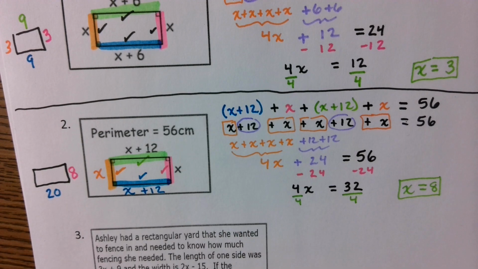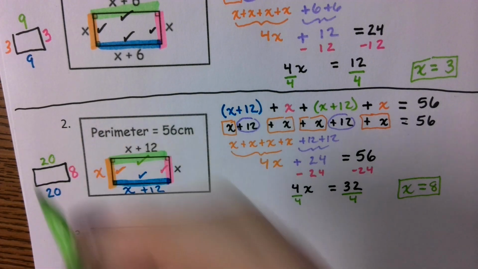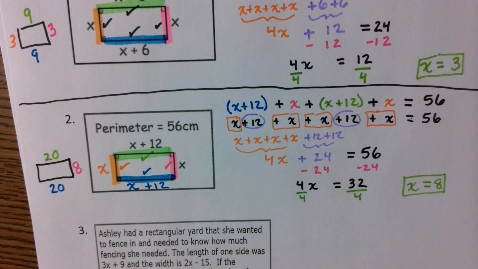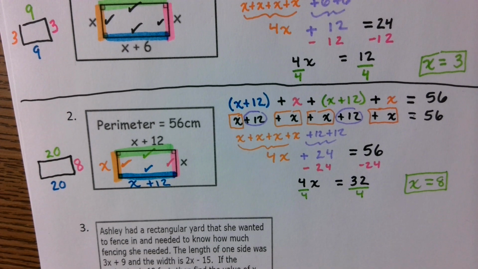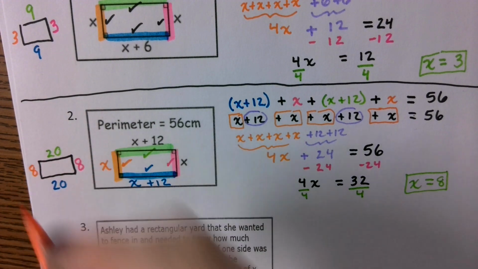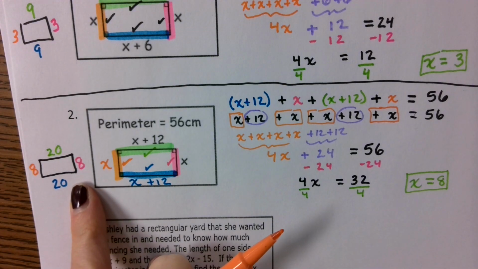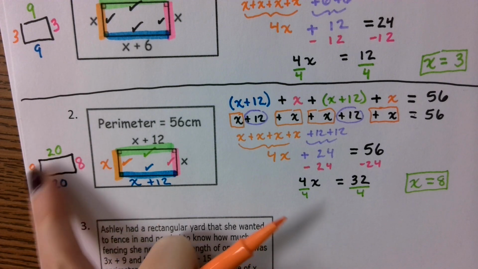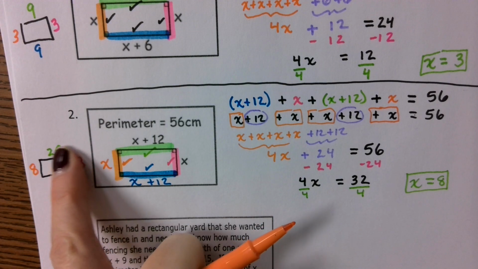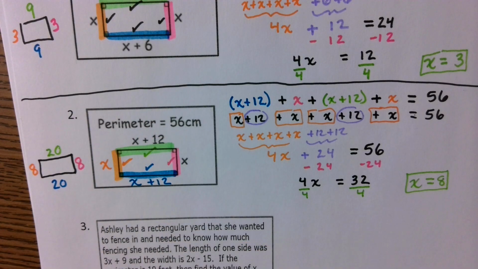20. Oh, I was thinking I was calling on CJ and I was going, why isn't he answering? I'm so sorry, buddy. Okay, and then CJ, what is the orange side? 8. There we go. Okay, so we have 20, 8, 20, and 8. And guys, if we add all those together, it will equal 56.